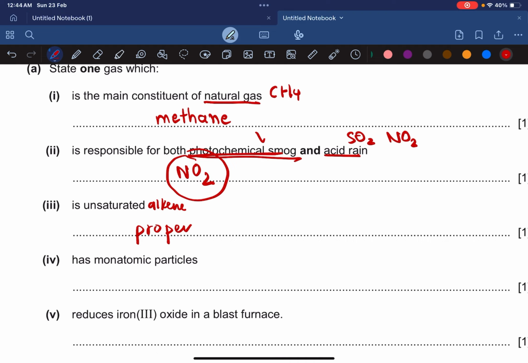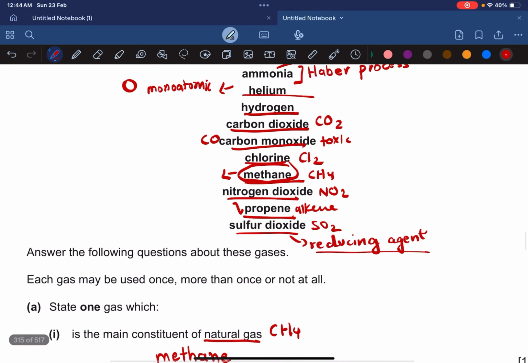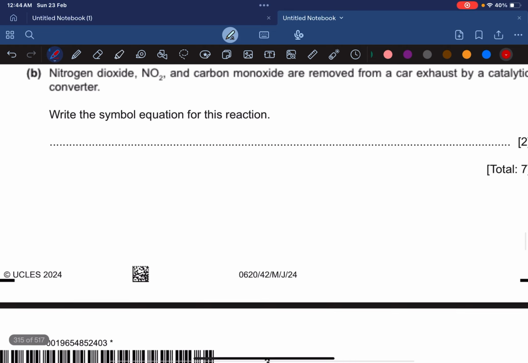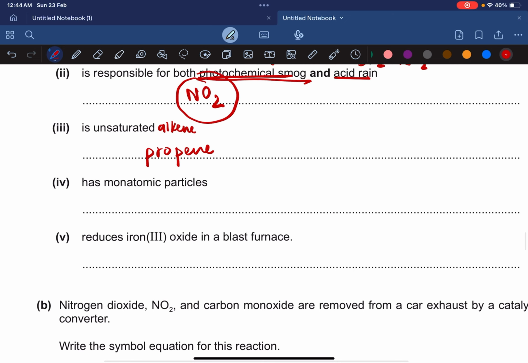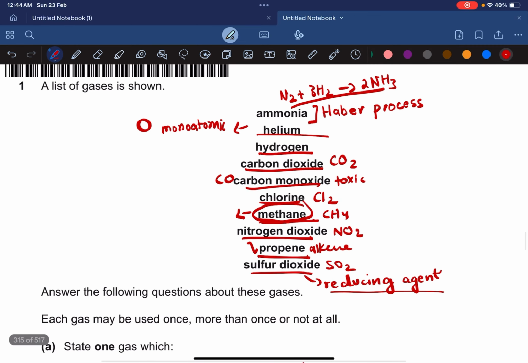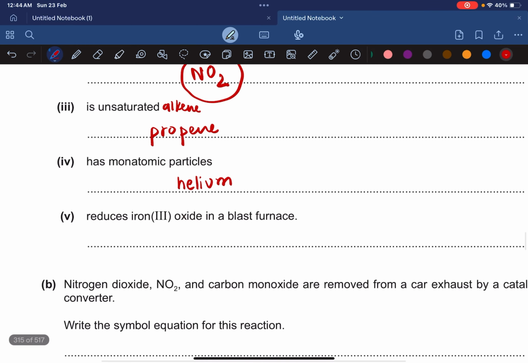We only had one alkene in the entire list, and that was propene. Let's move on. Is monoatomic particles, obviously that's going to be helium particles. We just had one monatomic gas in the entire list, that was helium.